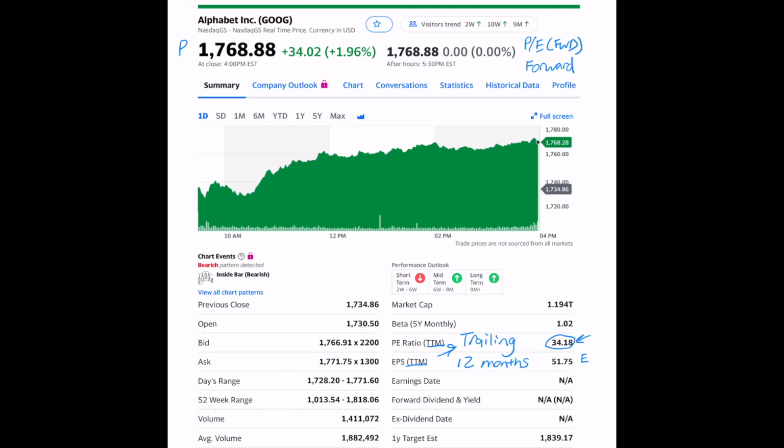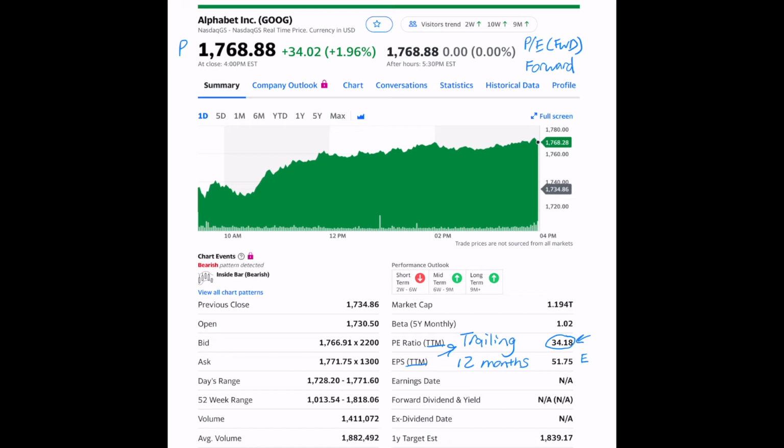So which one's better? Which one do you use? Well, there's actually pros and cons of both. A lot of investors see TTM as the gold standard because it's looking at historical earnings that actually already happened. They're real numbers, they're not going to change.